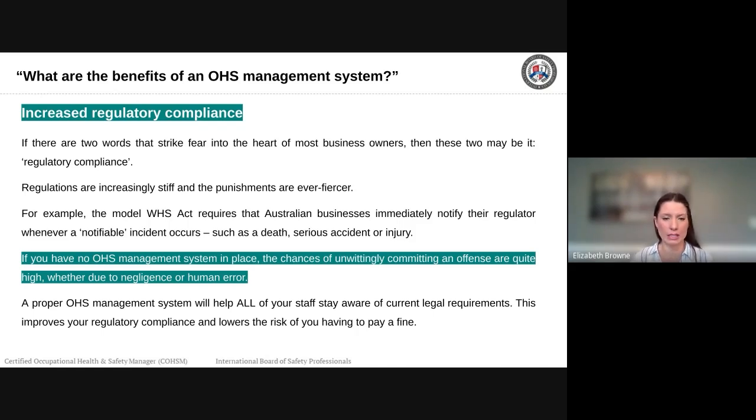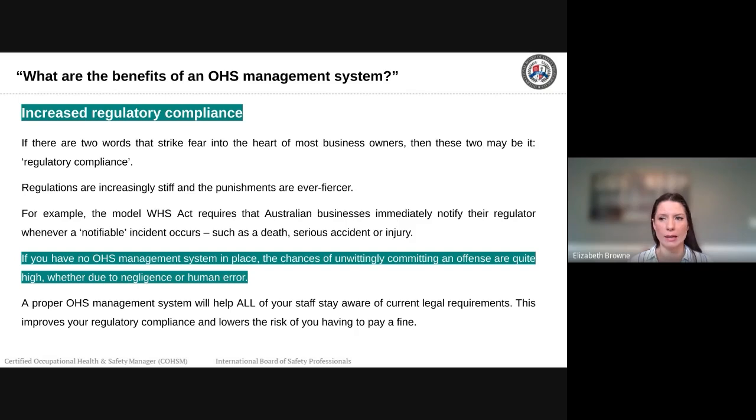Another example is the WHS Act in Australia, which requires businesses to immediately notify their regulatory body whenever a notifiable incident occurs, such as a death, serious accident, or injury. In the United States, the OSHA requirement is that if you have one person admitted to the hospital, you must notify OSHA by calling them and directly reporting that incident within 24 hours. If you have a death, you have to report it within 8 hours.